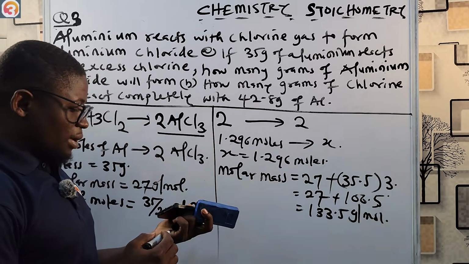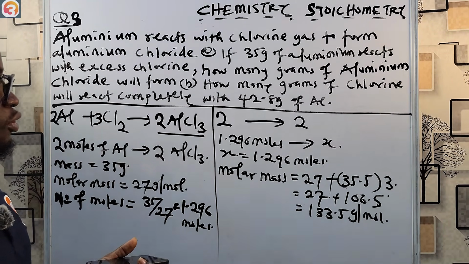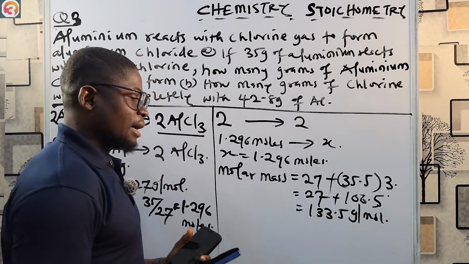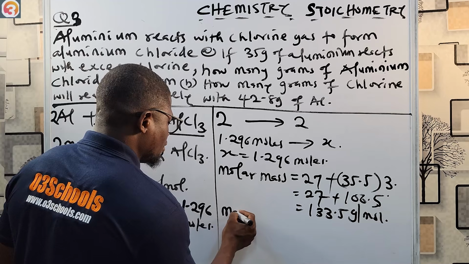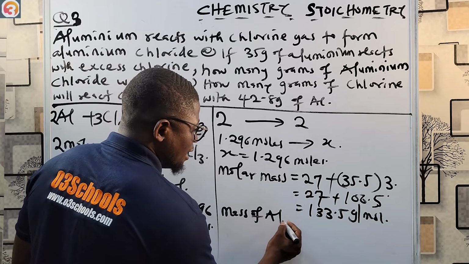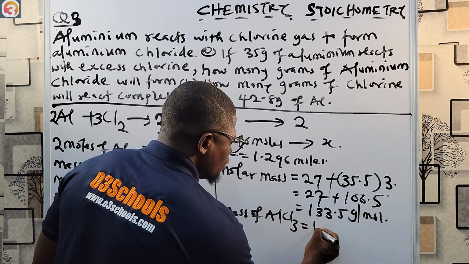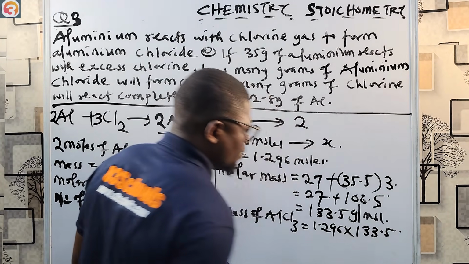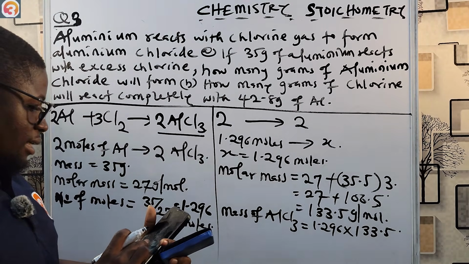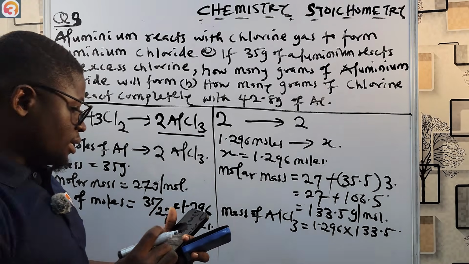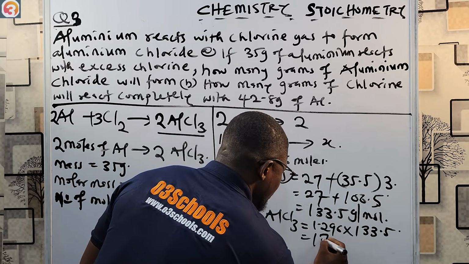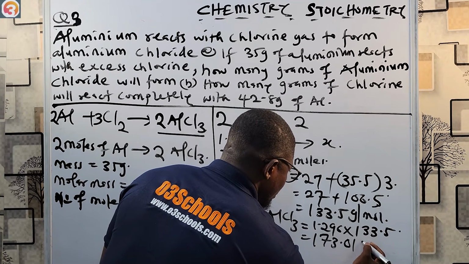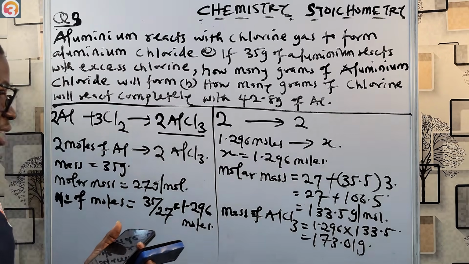Okay, so we're concerned about the mass. Mass will be the number of moles times the molar mass. So the mass of AlCl3 is 1.296 times 133.5. If we do that, it gives us 173.01 grams. So it is very straightforward.